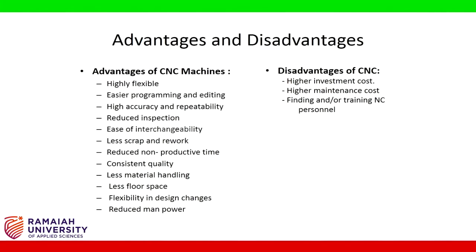Advantages and disadvantages of CNC machines. There are many advantages like high flexibility, easier programming and editing, high accuracy and repeatability, reduced inspection, ease of interchangeability, less scrap and rework, reduced non-productive time, consistent quality, less material handling, less floor space, flexibility in design changes, reduced manpower. Disadvantages of CNC: higher investment cost, higher maintenance cost, finding and/or training NC personnel.